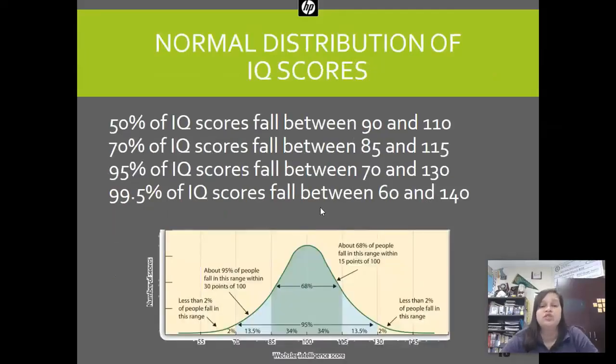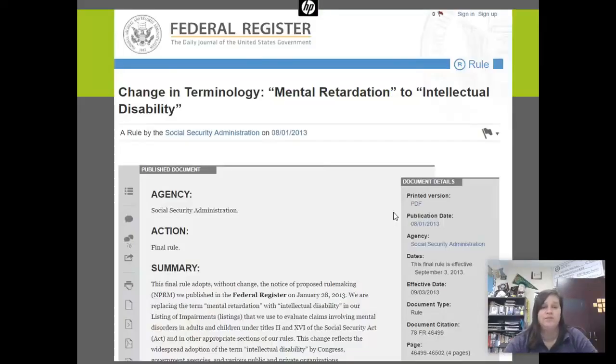Looking at the normal distribution of scores, about half of the population's IQ falls between 90 and 110, with 100 being right in the middle there. 99.5% of the population falls between 60 and 140.